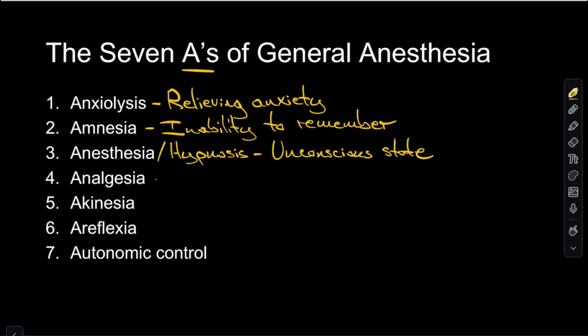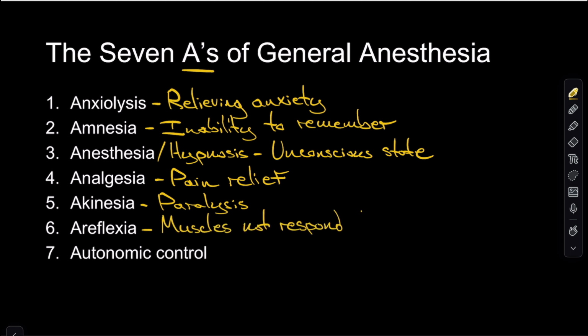Analgesia is providing pain relief. Akinesia is paralysis. Areflexia is making muscles not respond to stimuli. And then autonomic control is maintaining desired vital signs primarily, is the way I think of it.